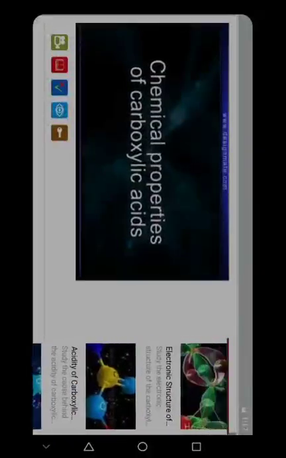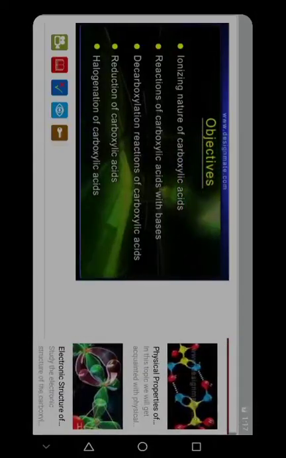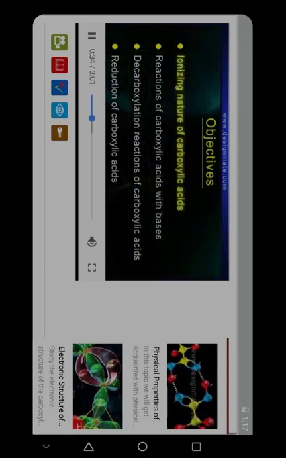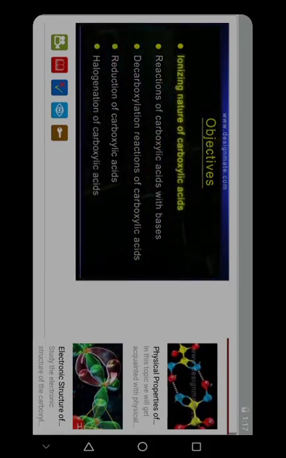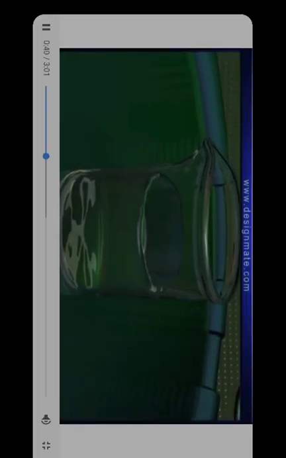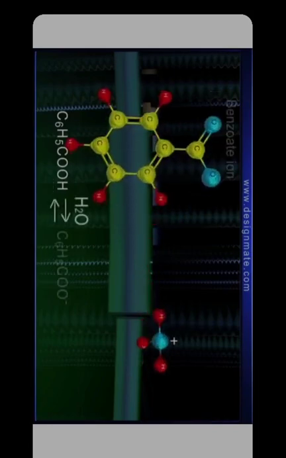Chemical properties of carboxylic acids. Objectives. In this topic, we will study chemical reactions of carboxylic acids with bases. Take a beaker filled with carboxylic acid, such as benzoic acid solution, in water. Here, the aqueous solution of benzoic acid ionizes itself to give benzoate ion and hydronium ion. This shows the ionizing nature of a carboxylic acid.